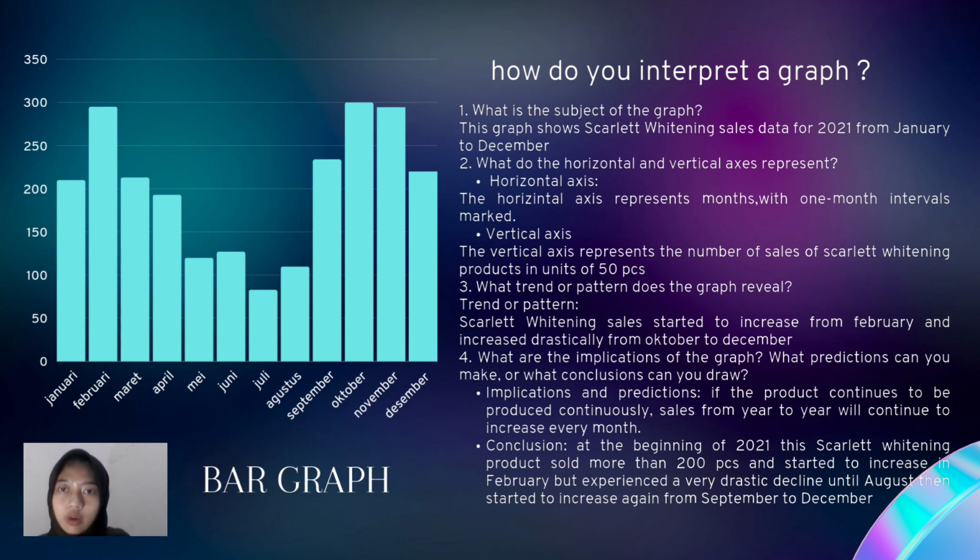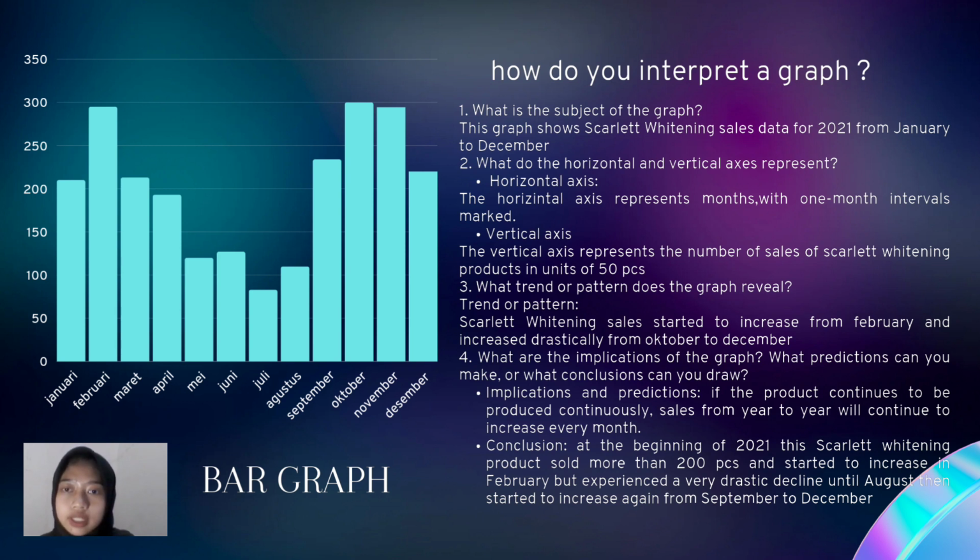Next question, what do the horizontal and vertical axes represent? The answer, horizontal axis. The horizontal axis represents month with 1 month intervals marked. And vertical axis, the vertical axis represents the number of sales of Scarlett Whitening product in unit of 50 pieces.